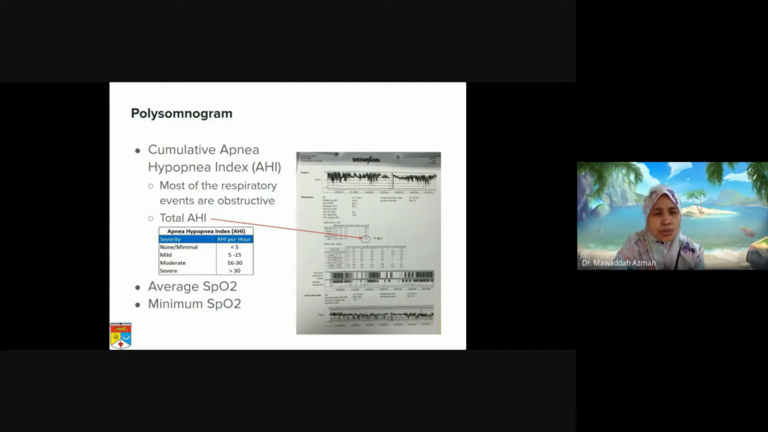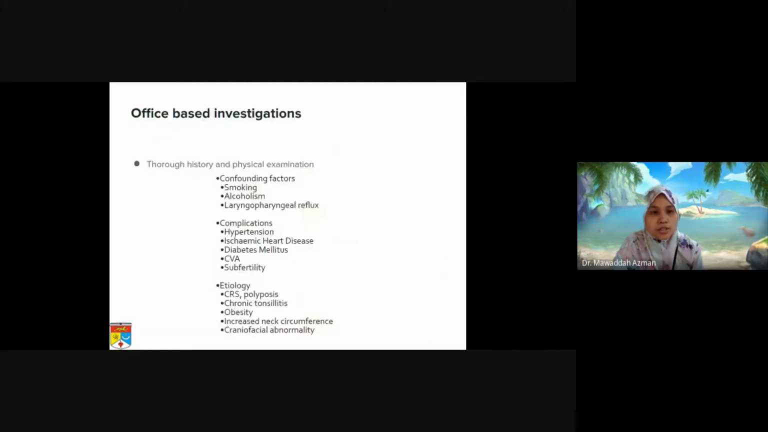So we also do look at other parameters too to see the severity. For example, the average oxygen saturation and the minimum oxygen saturation. If you wish to be more precise, you may use other parameters, for example, the RDI or the respiratory disturbance index. So what do we look for in the clinical assessment of the patients?